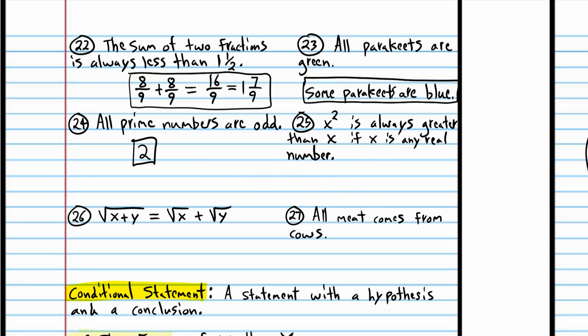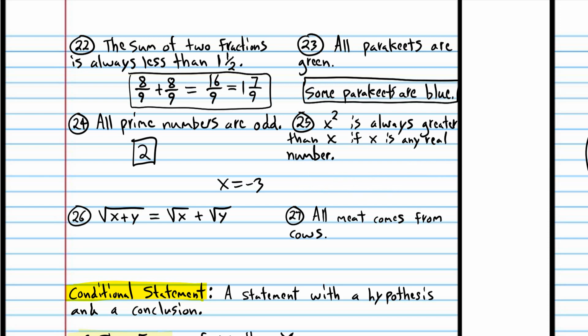So we have to think of an example where it doesn't work. What about a negative number? Let's say that x equals negative 3. Let's plug that in. So negative 3 squared, let's see if that's greater than negative 3. Well, if you continue here, we see negative 3 squared is positive 9, and that's still greater than negative 3. So we haven't come up with a counterexample yet.